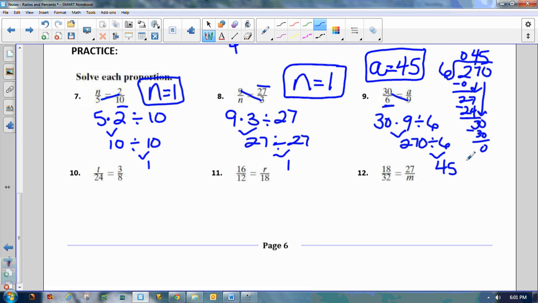Pause the video, take a few minutes, and complete practice problems 10, 11, and 12. And when you are done, this is the end of Lesson 2, Proportions.